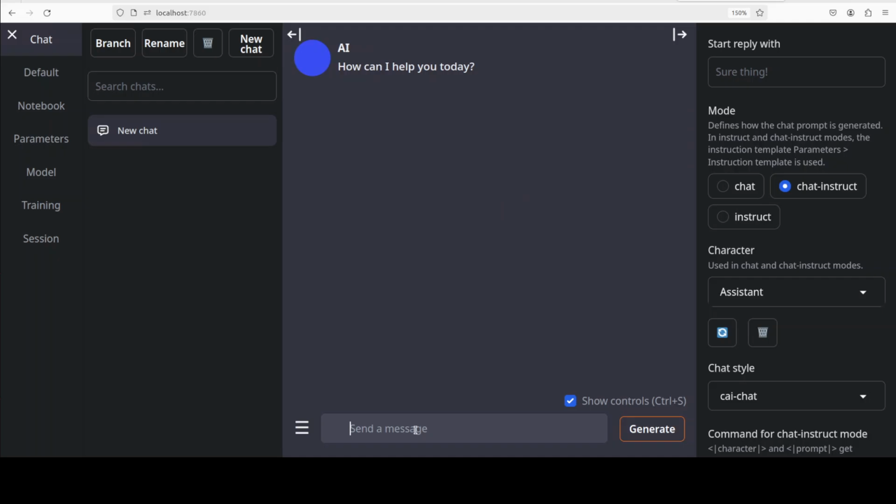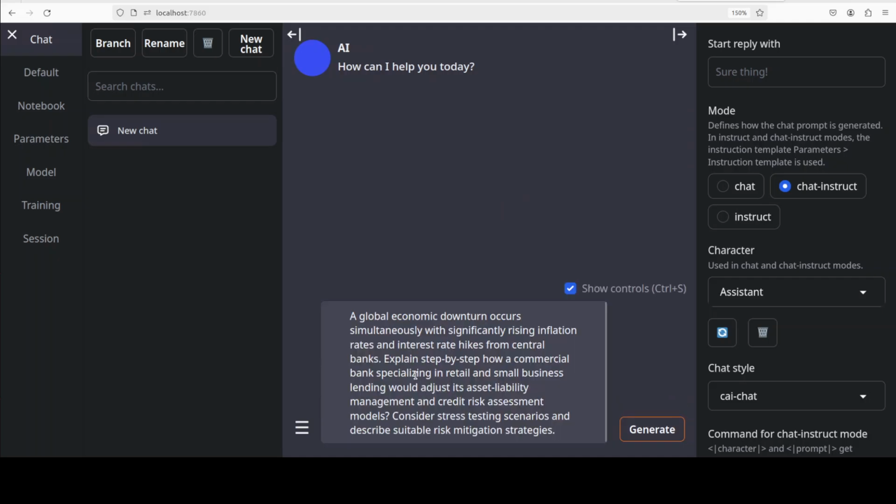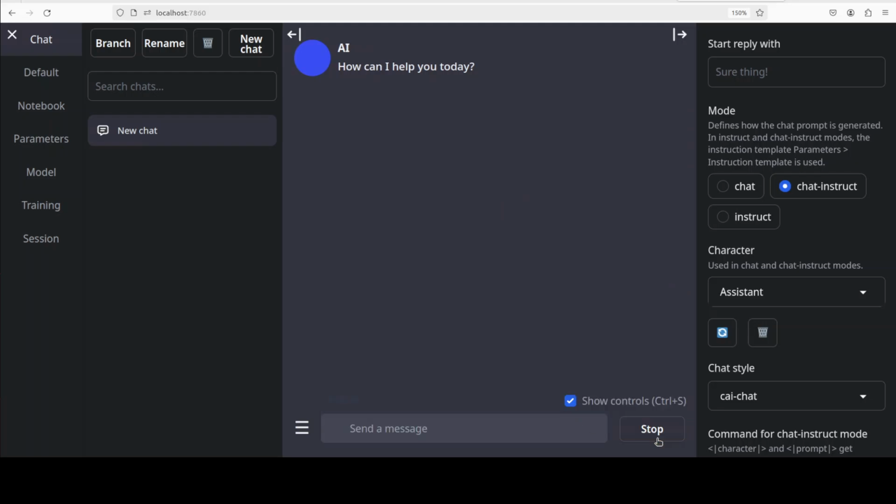So first up, I'm going to check it out with a banking question. I'm asking it, a global economic downturn occurs simultaneously with significantly rising inflation rates and interest rate hikes from central banks. Explain step by step how a commercial bank specializing in retail and small business lending would adjust its asset liability management and credit risk assessment, consider stress testing and all that stuff. So let's click on generate.